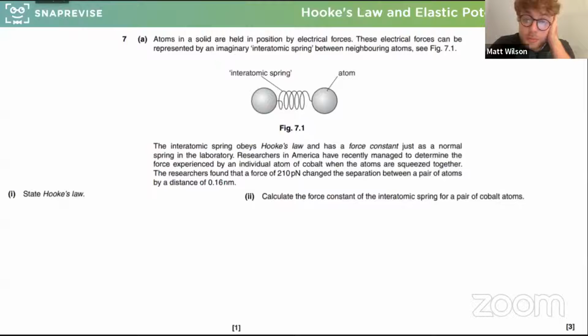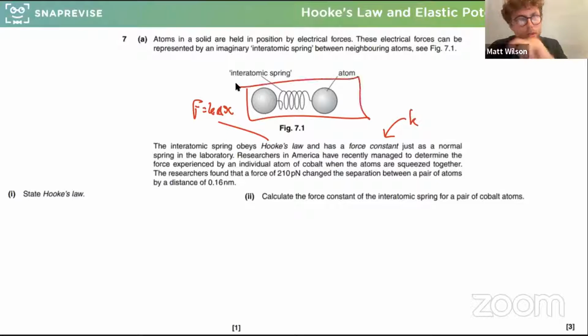Okay, so the interatomic spring obeys Hooke's law. Okay, that's good. Let's write down the fact that we know immediately. That means F equals K delta X. Good. And it has a force constant. That's the K, just as a normal spring would have. So we can just pretend that this system is a spring.